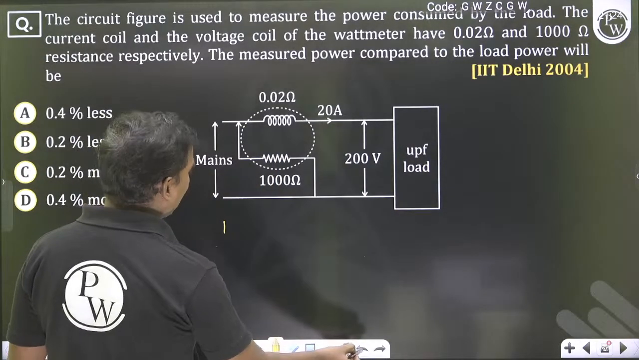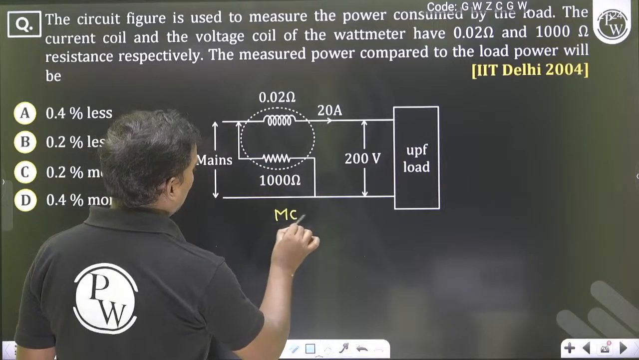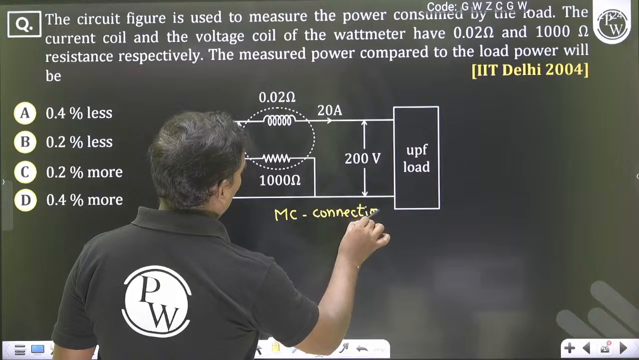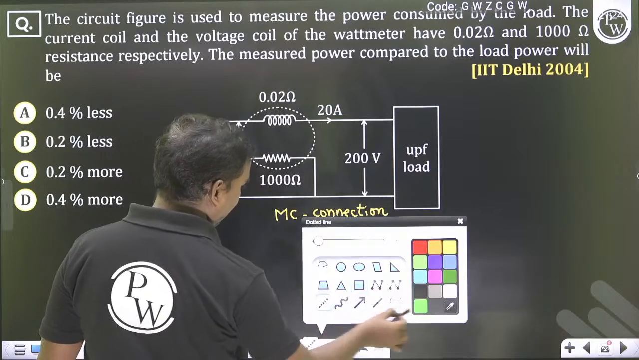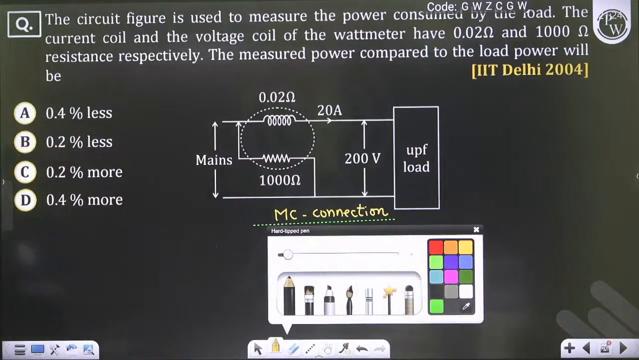First of all, ये क्या connection है? So moving coil is connected to the main set. So this is what we call as MC connection. Okay, this is what we call as mains connection.